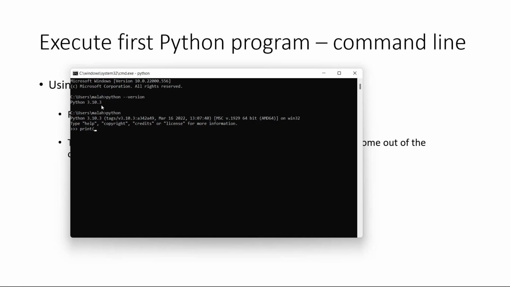So let me type print("welcome to Python programming"). Here we are using the print function to print the string welcome to Python programming, and hit enter. So now you can see the welcome to Python programming string has been printed here, and we can use the exit function to come out of the Python command line interface.